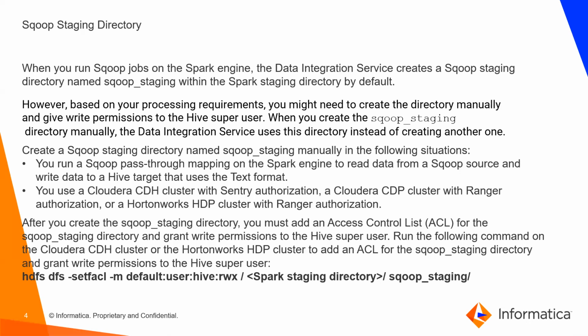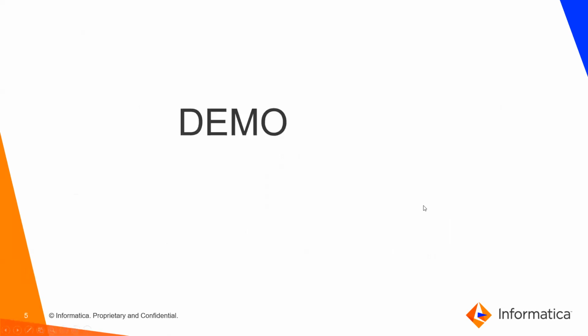After you create the Sqoop staging directories, you must add the access control list for the Sqoop staging directory and grant permission to the Hive superuser. Run the following command in the Cloudera CDH cluster or Hortonworks HDP cluster to add the ACLs for the Sqoop staging directory and grant the right permissions to the Hive superuser. You can run this below command for the Hive superuser, for the Spark staging directory and the Sqoop staging directory. You can also provide the permissions for the DIS principal name and the mapping impersonation user.